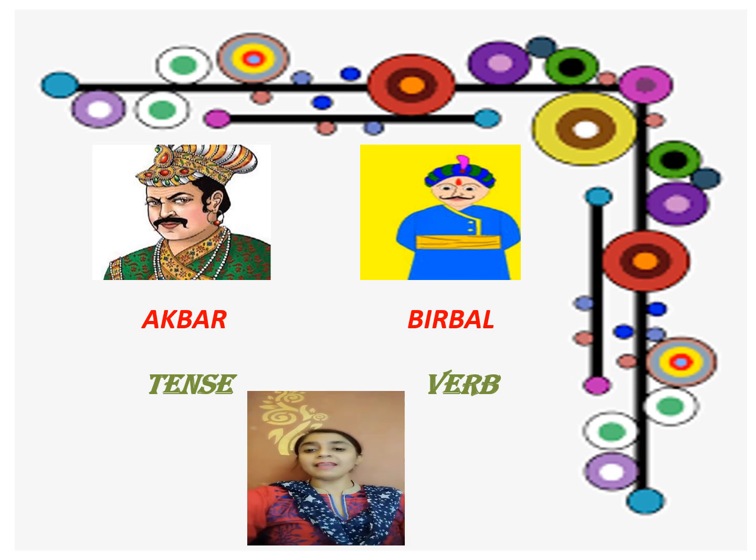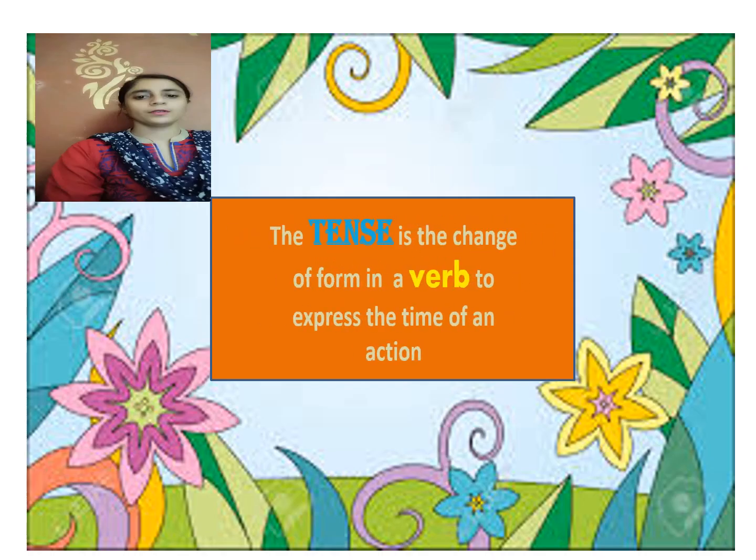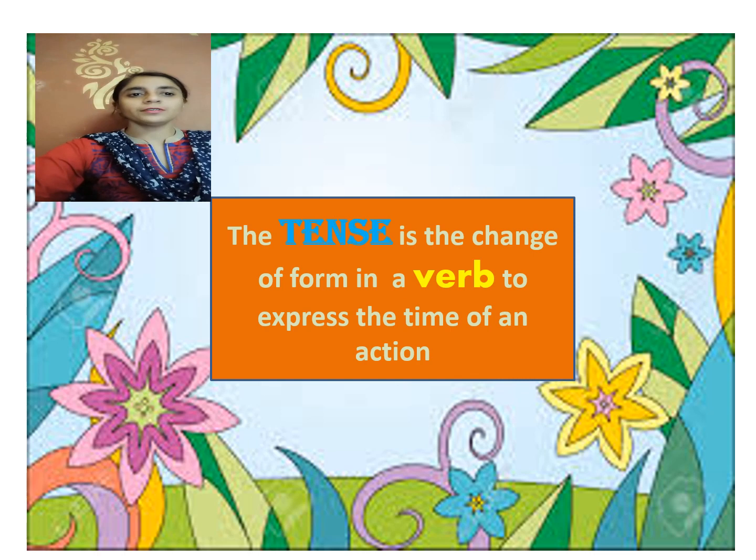Just, children, in the same way, in the world of grammar, tenses is just like Akbar. Like Akbar worked according to Birbal, in the same way, tenses work according to verb. So children, verb is just like Birbal, intelligent and smart worker of English world. So children, today we will study tense.